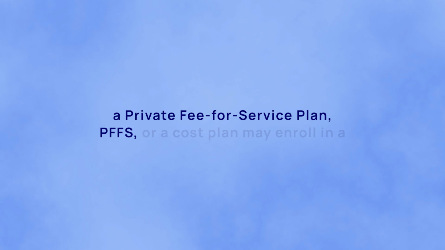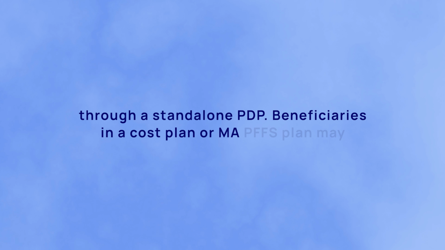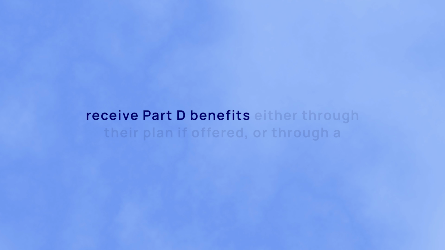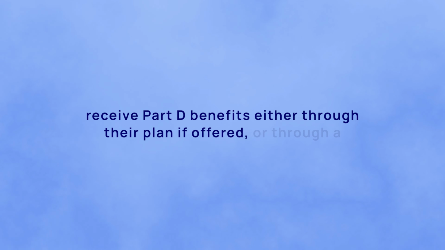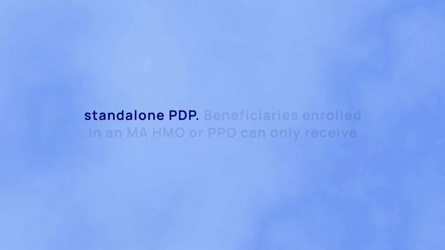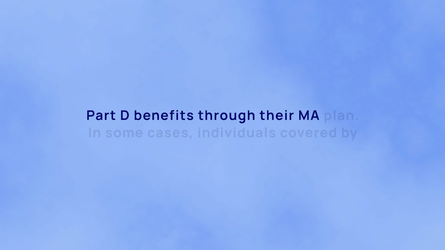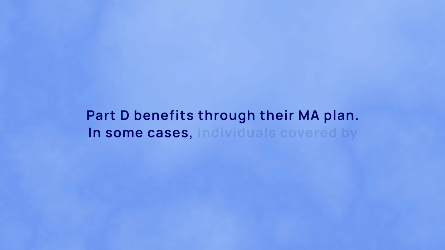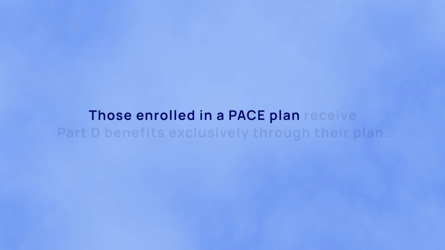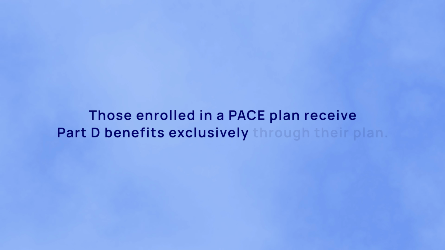Those in an MAMSA plan can only receive Part D benefits through a standalone PDP. Beneficiaries in a cost plan or MAPFFS plan may receive Part D benefits either through their plan, if offered, or through a standalone PDP. Beneficiaries enrolled in an MAHMO or PPO can only receive Part D benefits through their MA plan. In some cases, individuals covered by an employer group plan may have additional options. Those enrolled in a PACE plan receive Part D benefits exclusively through their plan.